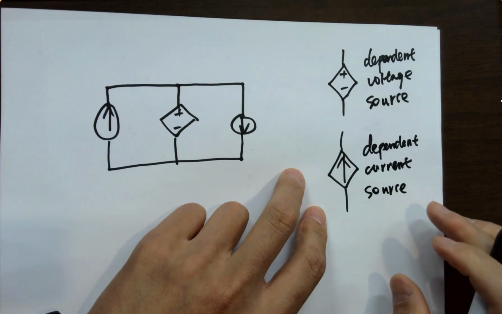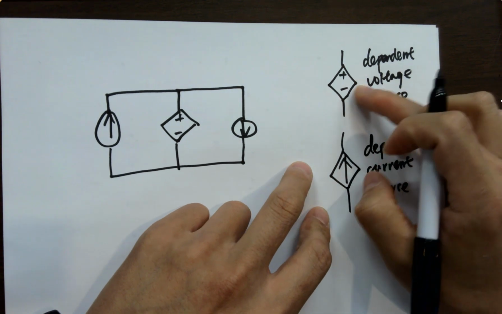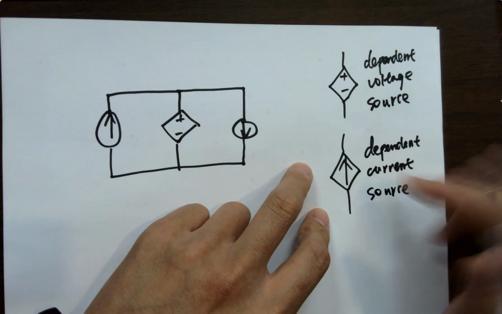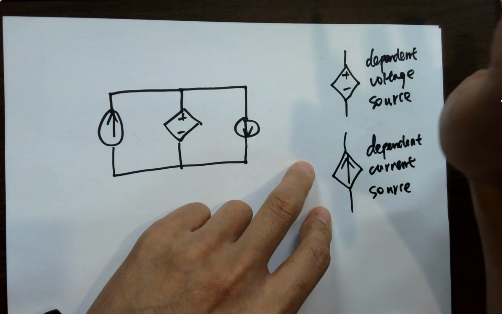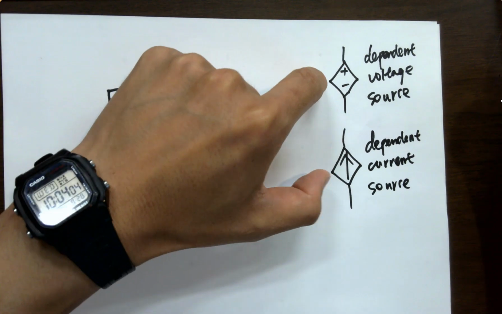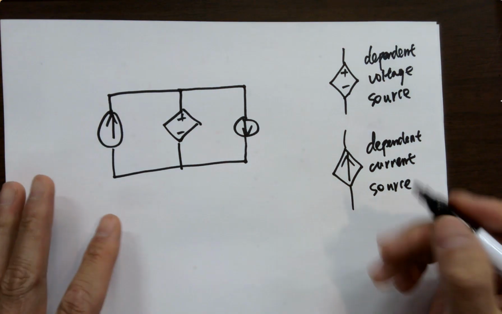Okay, and there are 4 different types of dependent sources. It could be current dependent current source, current dependent voltage source, voltage dependent current source, voltage dependent voltage source. 4 different ones. It's like a tongue twister. But basically it's either a dependent voltage source or a dependent current source. And what are the 4 names? I'm going to write them down one more time.